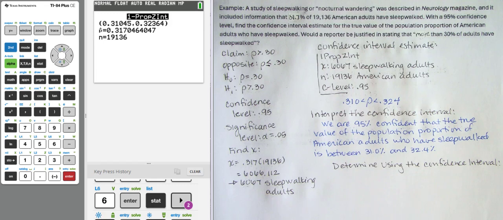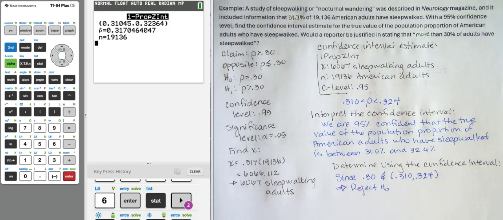When making our determination, we're going to look at our null hypothesis. The null hypothesis is specifically working with the proportion being equal to 30%. Notice that 30% is not within our percentages located in the population proportion estimate we just found. Therefore, we're going to reject the null hypothesis in favor of our alternative.